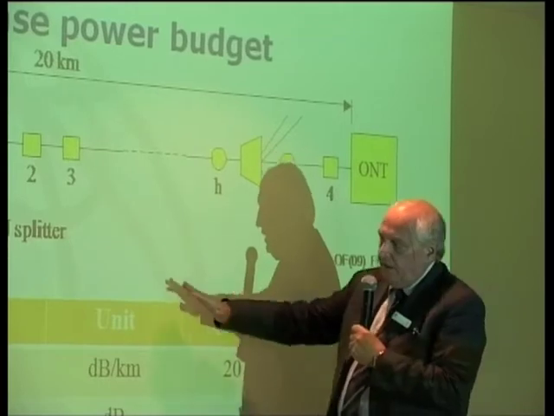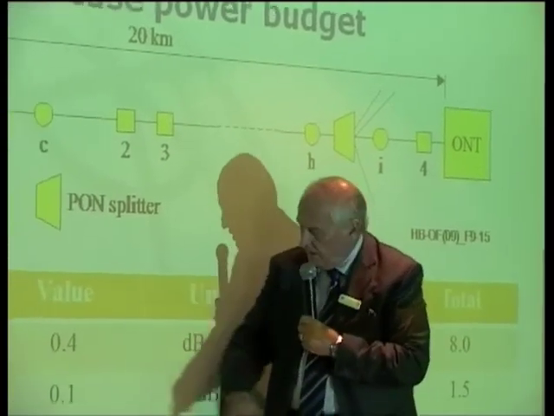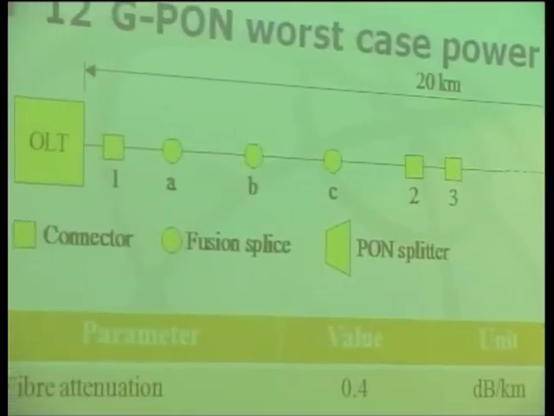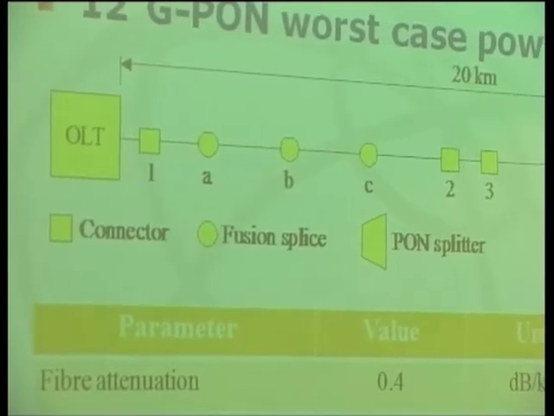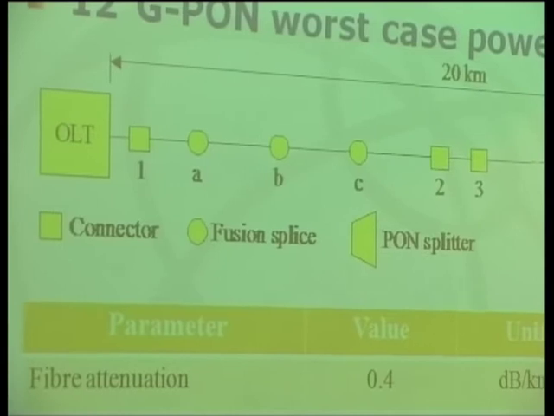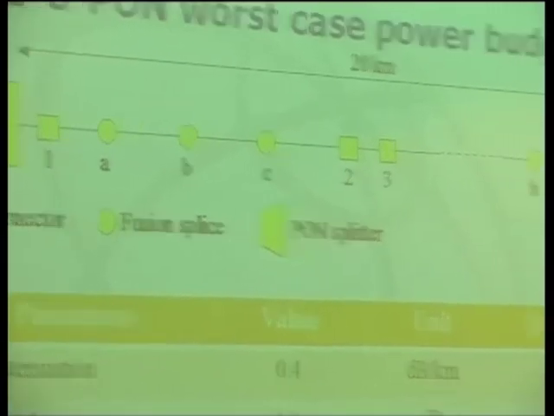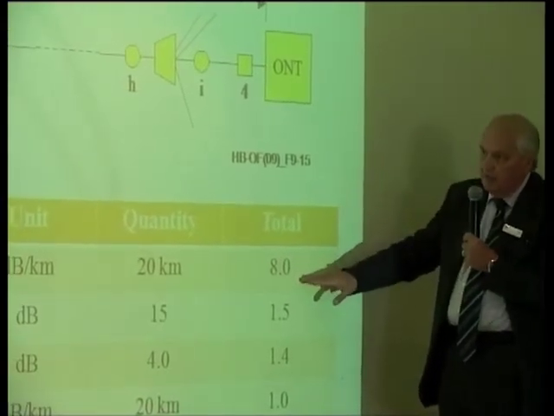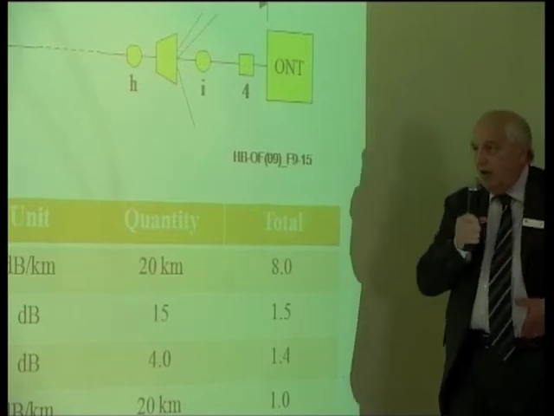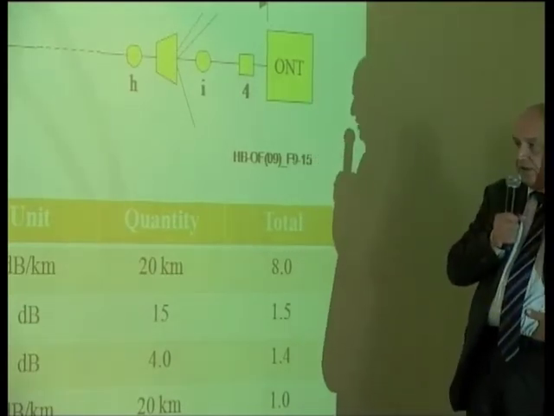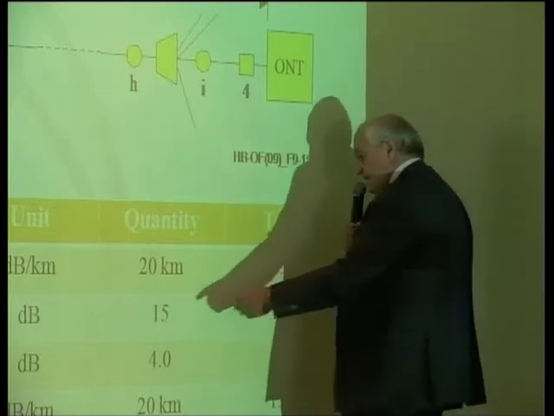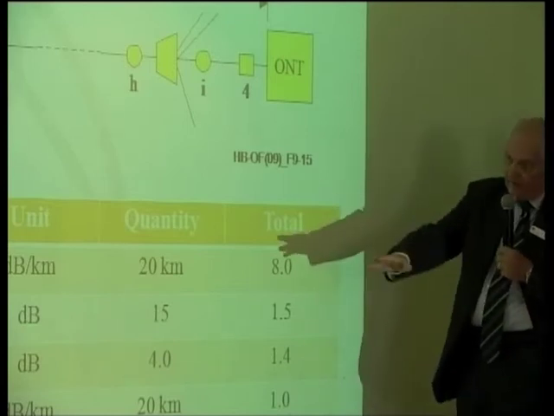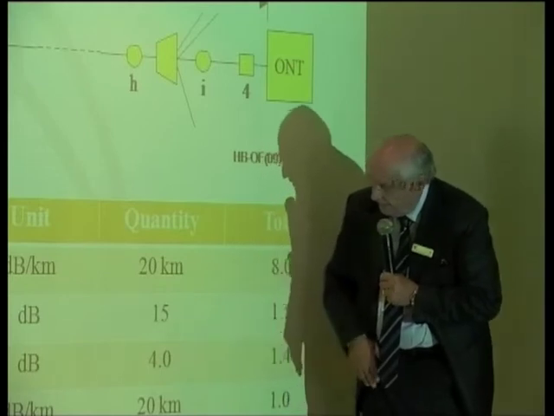So we put in the table all the values of the various components. For example, fiber attenuation, the value is 0.4 dB per kilometer. We have 20 kilometers between the OLT and the ONU, so the total loss will be 8 dB. We have 0.1 dB of attenuation per splice. We have 15 splices. The total loss will be 1.5 dB, and so on. We have connectors, 4 connectors.